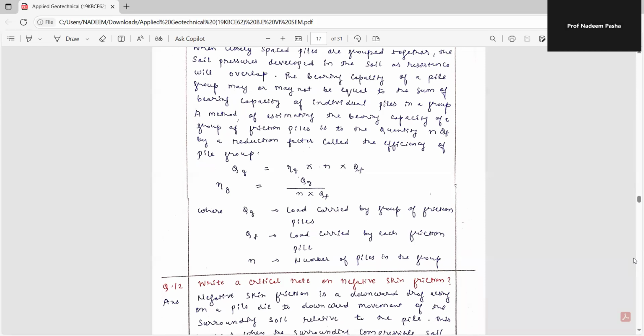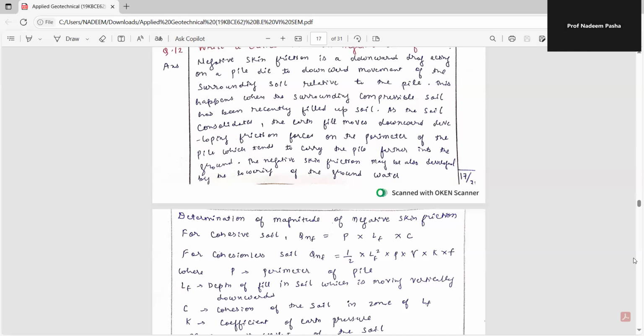Now write a critical note on negative skin friction. Negative skin friction is a downward drag acting on a pile due to downward movement of the surrounding soil relative to the pile. This happens when the surrounding compressible soil is recently filled soil. As the soil consolidates, the earth fill moves downward, developing friction force on the perimeter of the pile, which tends to carry the pile further into the ground. Negative skin friction may also develop by the lowering of the groundwater.